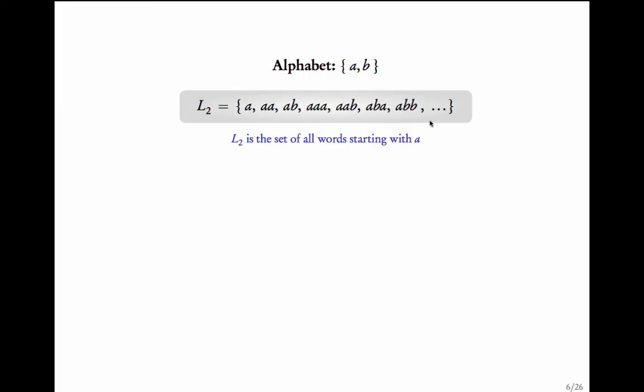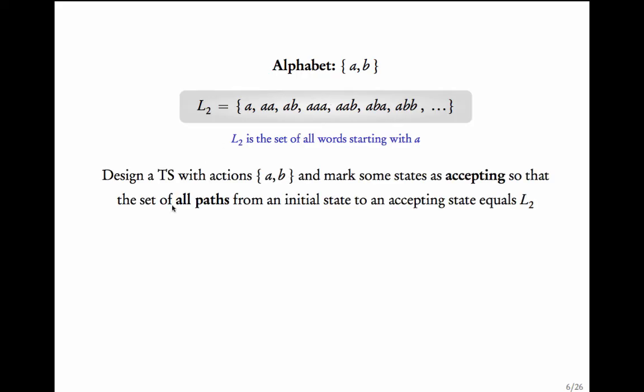Now I want a finite description like this, in a similar way. We want to design a transition system so that all paths to the accepting state are words that start with an A, and for every word that starts with an A, there should be a path that takes me to an accepting state. Here is the required transition system. The initial state is Q0.